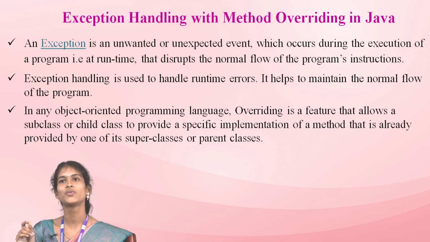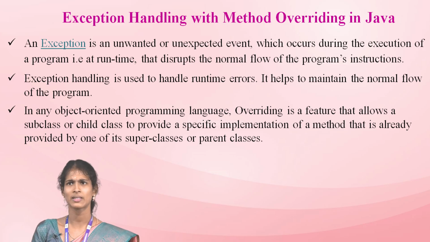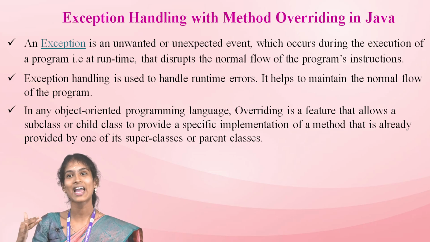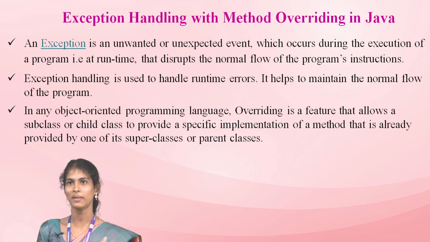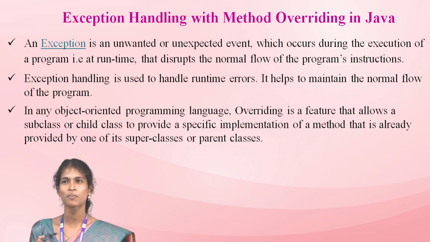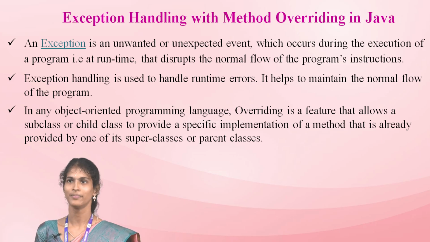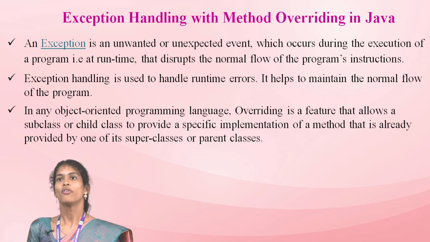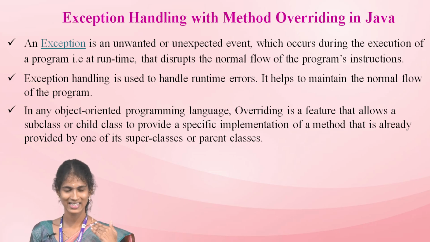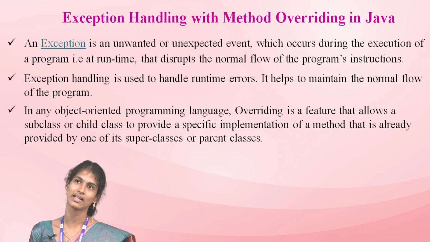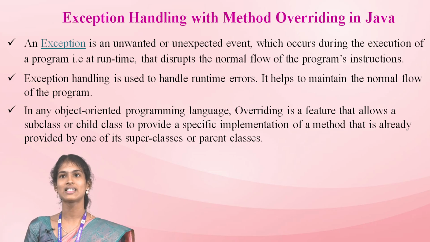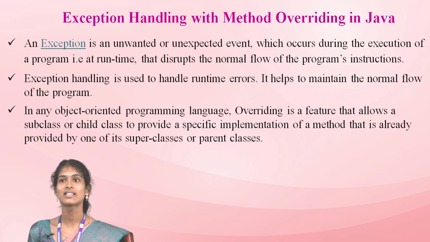In any object-oriented programming language, such as C++ or Java, overriding is the feature that allows a subclass, or child class, to provide a specific implementation of a method that is already provided by one of its superclasses, or parent class. When a method in a subclass has the same name, same parameters or signature, and same return type, or a subtype, as a method in its superclass, then the method in the subclass is said to override the method in the superclass.